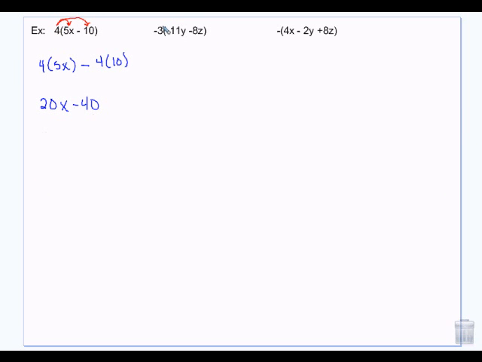When you're distributing and you have a negative, that negative has to come with the 3 or whatever number's here. So this is negative 3 times negative 11y, and then negative 3 times negative 8z. Negative times negative is a positive. So I get 33y plus 24z.